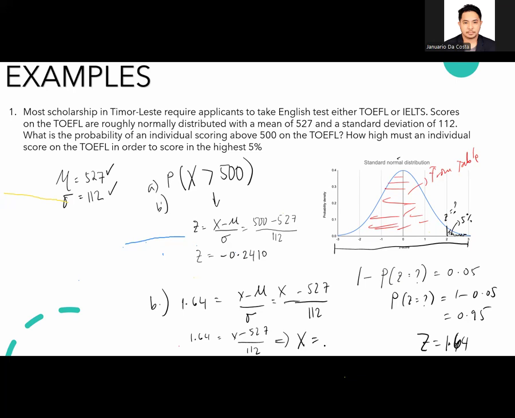1.64 equal to X minus 527. Divide that by 112. Okay? What is the value?